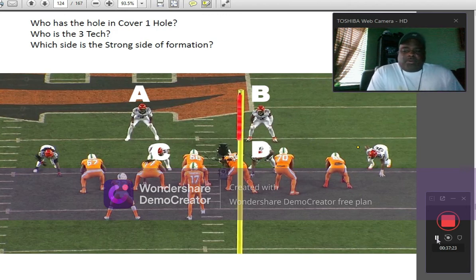Okay, I hope you have enjoyed my presentation of the 4-2-5, how to play the 4-2-5, and the things to look for on the offense, how they're going to try to beat you in the 4-2-5.